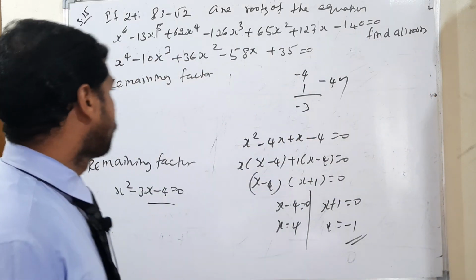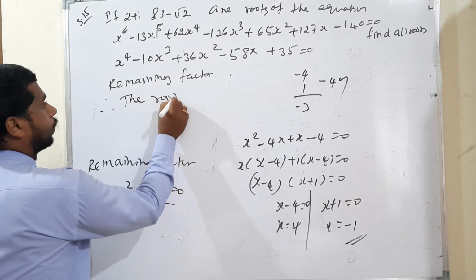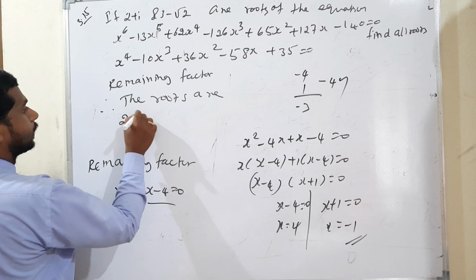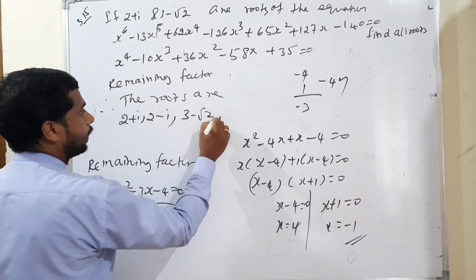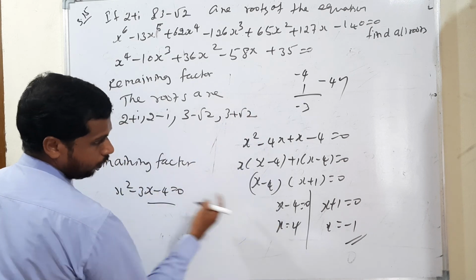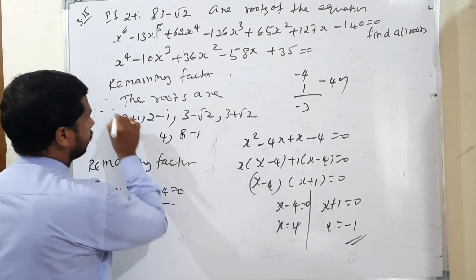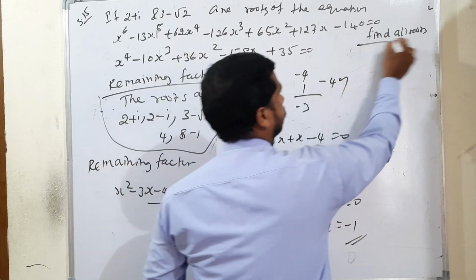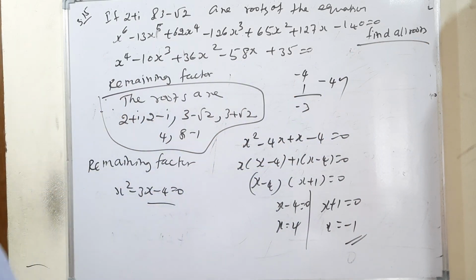Therefore, the roots are the given roots. 2 plus i means consider also 2 minus i. Another one, 3 minus root 2 means 3 plus root 2. We have found the two other roots, 4 and minus 1. 4 and minus 1. This is the final step for finding all the roots, isn't it? The question, these are the answer. Okay, I will continue with the next example.